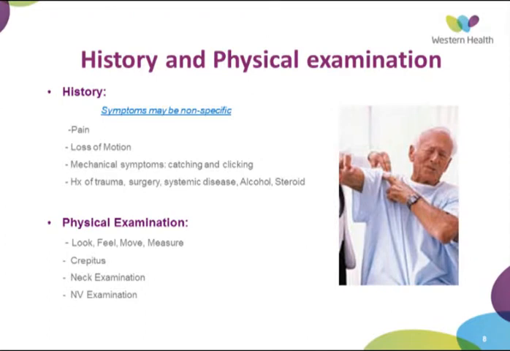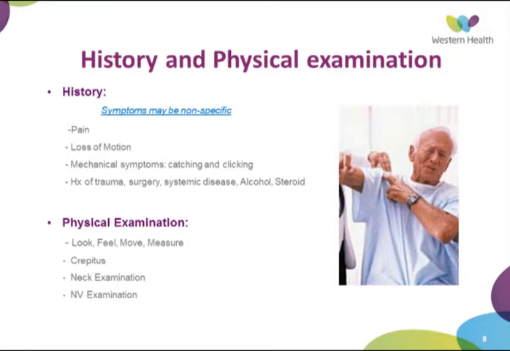In history and physical examination, symptoms may be non-specific, so patients may present with symptoms that are not the commonest. But like any other cause of osteoarthritis, they will have pain, they will have loss of motion, they may present with mechanical symptoms. One of the important things to ask about in the history is if they've got a history of trauma, if they had any operations done on the shoulder, if they have rheumatoid arthritis, if they've been using alcohol, if they've been on steroids, to find out what the main cause of arthritis is.